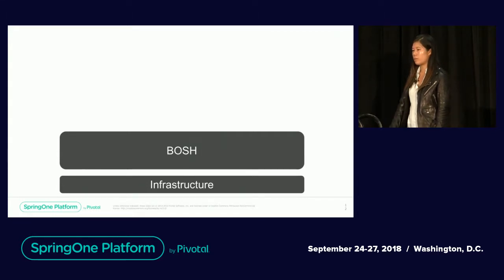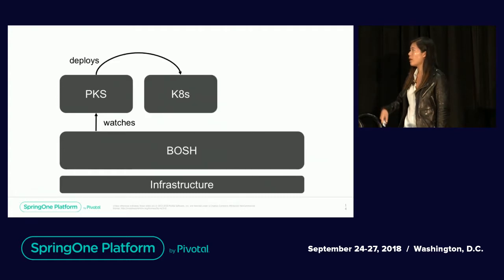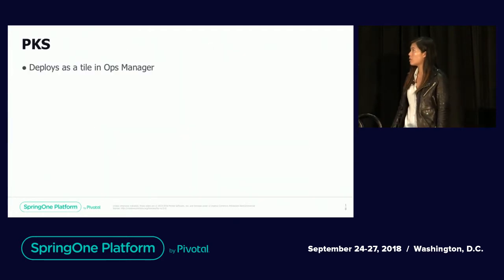So how exactly does PKS work, right? You have your infrastructure, and then you have BOSH deployed when you deploy your Ops Manager. From there, BOSH will deploy PKS, PKS being a tile that you install in Ops Manager, and PKS will deploy Kubernetes clusters, which BOSH will also watch. And you can create multiple different Kubernetes clusters that BOSH will ensure are long-lived, are healthy, and are able to run your workloads successfully.